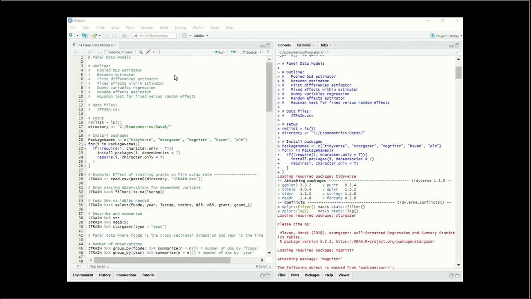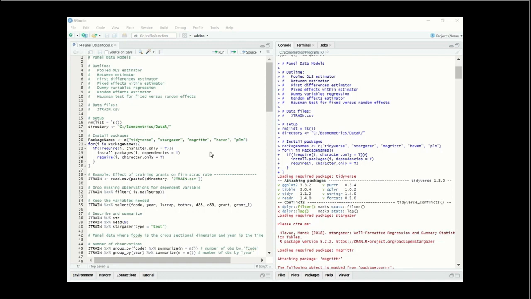I have opened up the R script here and I have downloaded the data called JTRAIN and I have put it into my directory here and I have run the program, and these are the results that you see in the console window that are typically below here, the script.